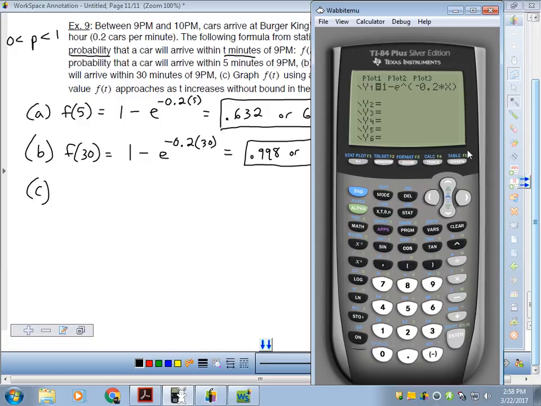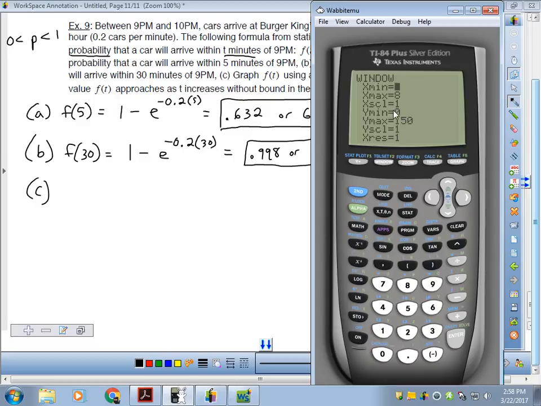Now before I hit the button to graph, I'm going to go change the window, because I want it to kind of fit here. So x represents time since 9 p.m. Well, the least amount of time we can have is 0. The most amount of time, it just kind of depends. It tells us that this is between 9 p.m. and 10 p.m., so that's about a 60-minute period. So I might make my x max go to 60.